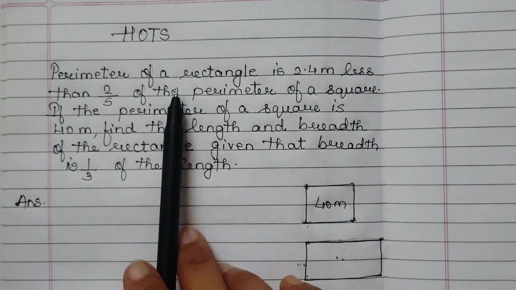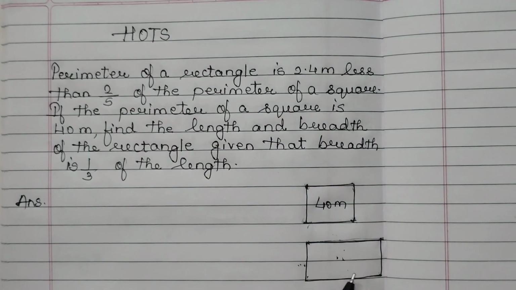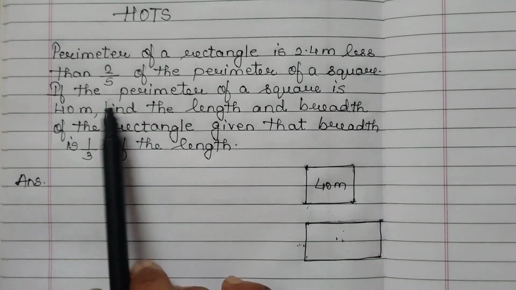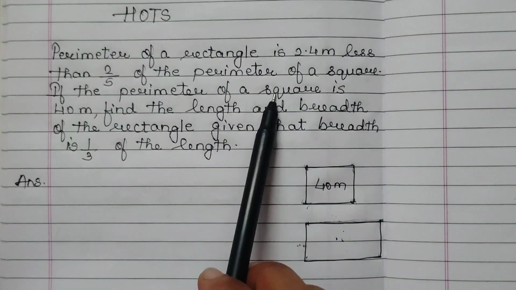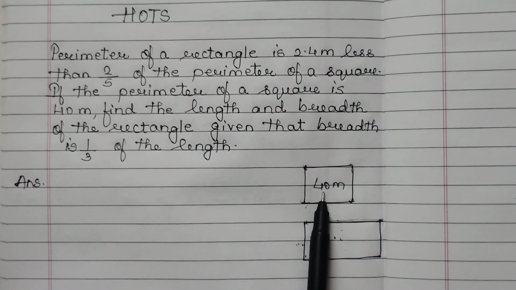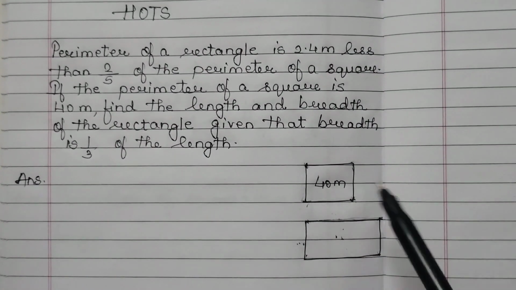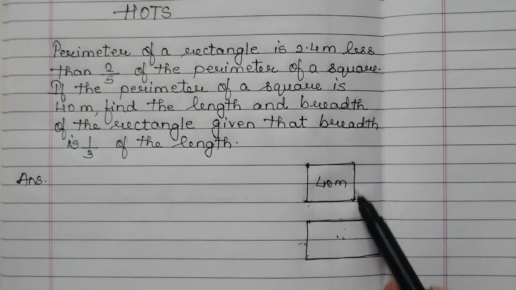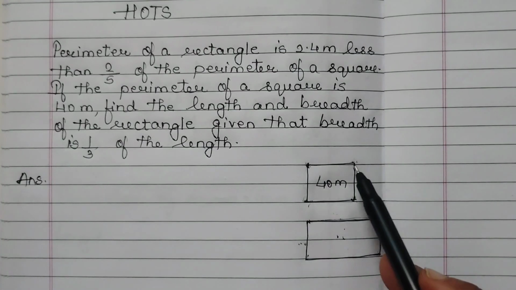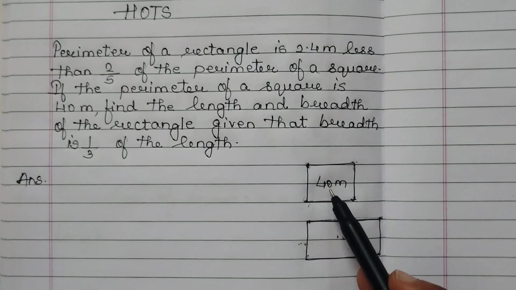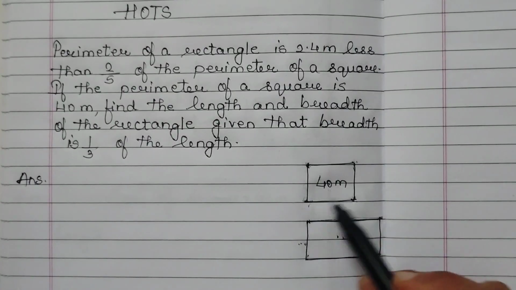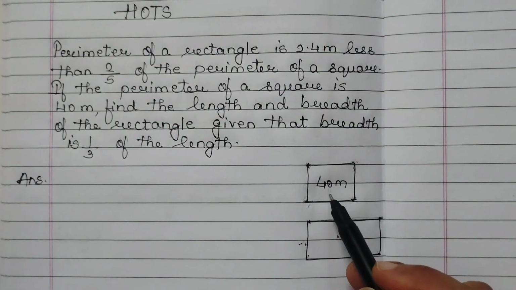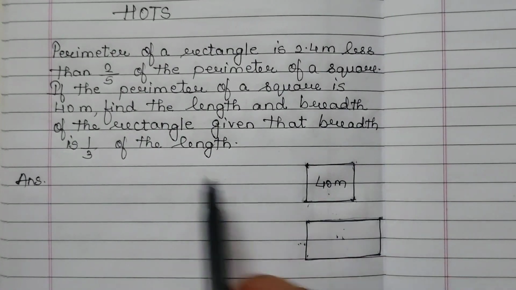Okay, here we have two shapes, one is a square and one is a rectangle. And what they have given is that the perimeter of a square is 40 meter. Okay, perimeter. So what is the perimeter? The border. See this, there are 4 sides. So when we measure all these sides and add them up, we get the perimeter, that is 40. So the perimeter of the square is 40 meter.